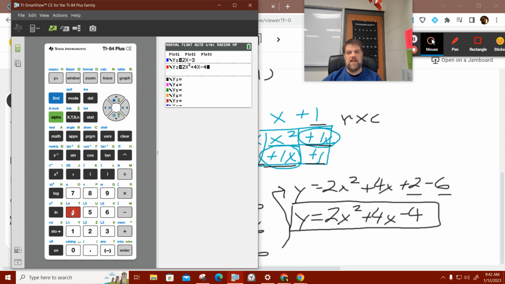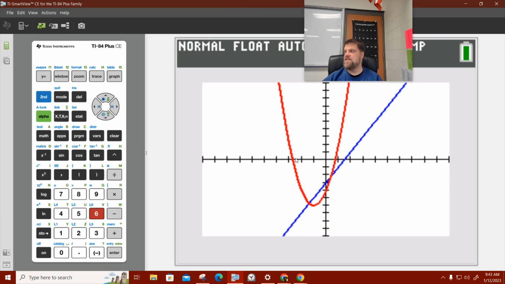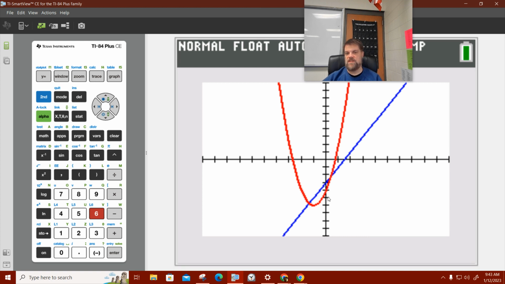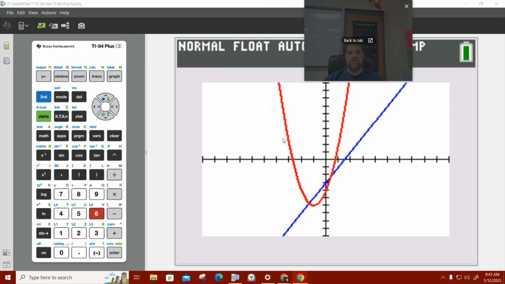Now I know when I graph this, I'm going to hit zoom, and then standard, which is 6. And doesn't that look an awful lot like the graph I did in Desmos? That's kind of nice, right? And so what I want to do is find these intersections. I'm going to take a screenshot of this, and then we'll do the math on this and see if we're right.